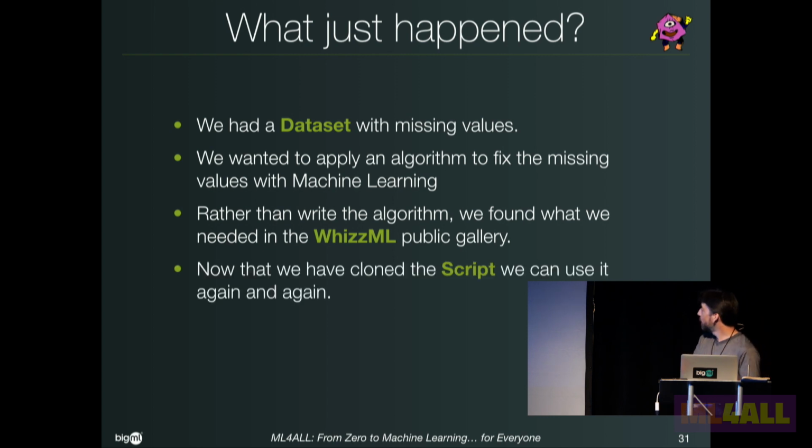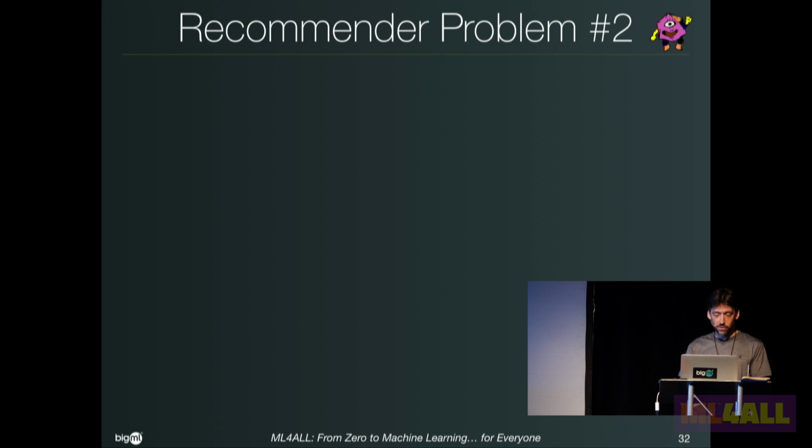Anyways, it's pretty cool. So now that we have this clone script, we can use it again and again and again. A new data set tomorrow, it's got missing values, click a button, boom, missing values gone. And you can write new ones too. Please do, it's fun. But let's move on to recommender problem number 2.